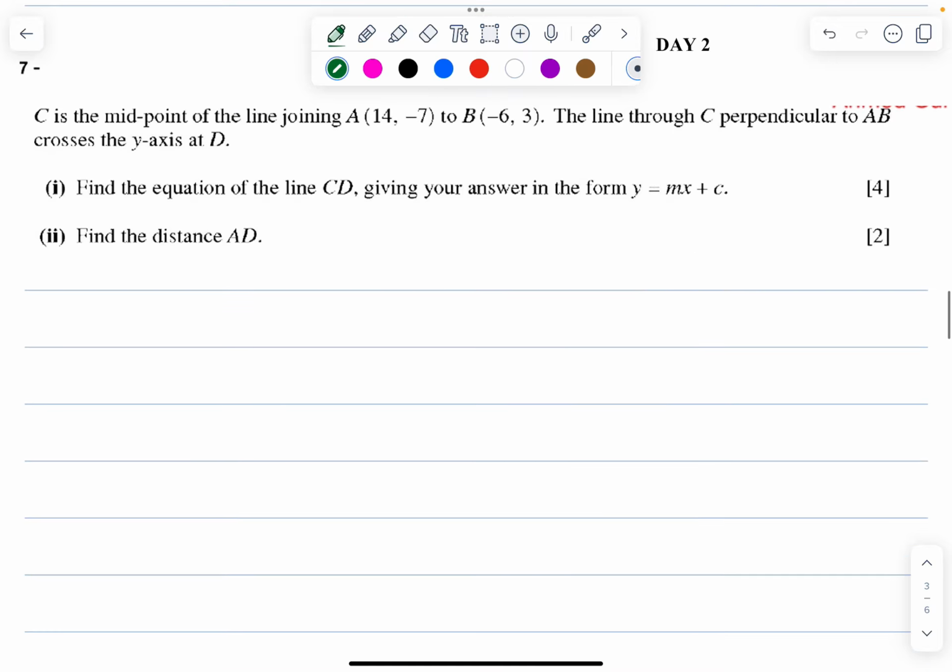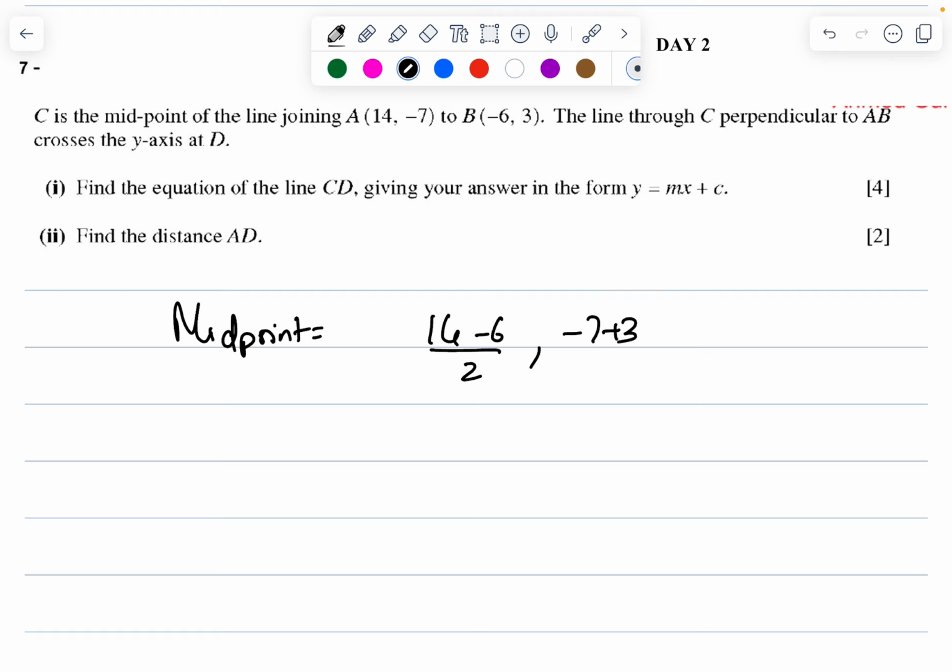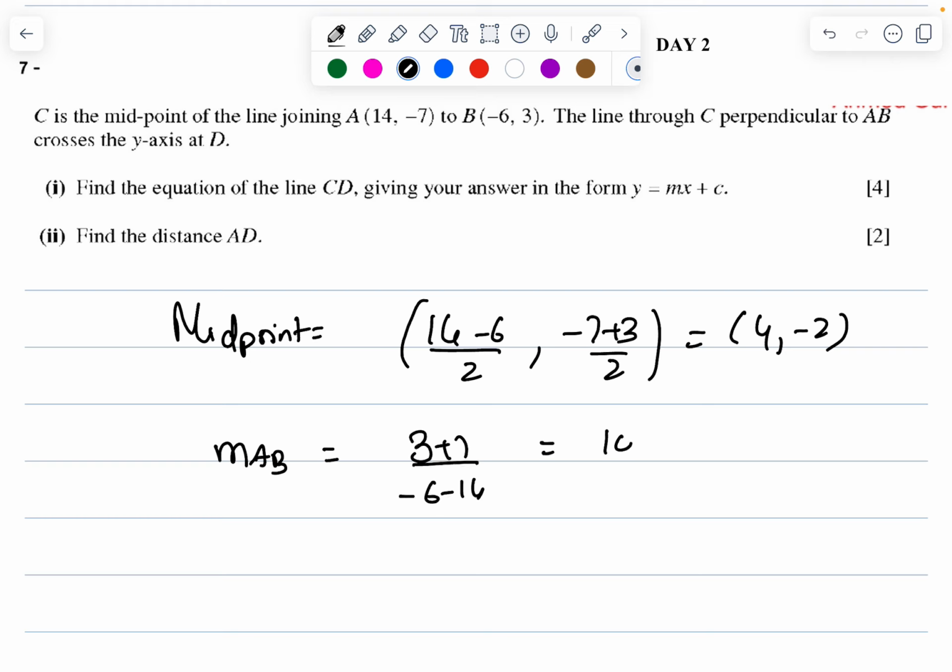Coming to question number 7. C is the midpoint of the line A and B, and the line through C is perpendicular to AB, crosses the x-axis. So first of all, I'll find the midpoint. Midpoint is (x1 plus x2) by 2, (y2 plus y1) by 2, which is going to be 4 comma negative 2. Now gradient of AB. Gradient of AB is 3 plus 7 divided by minus 6 minus 14, 10 divided by minus 20, which is negative 1 by 2. So gradient of CD is going to be 2.